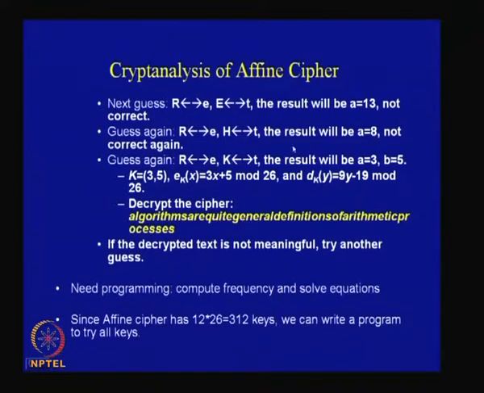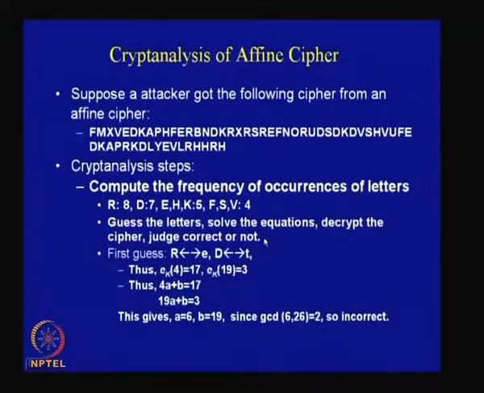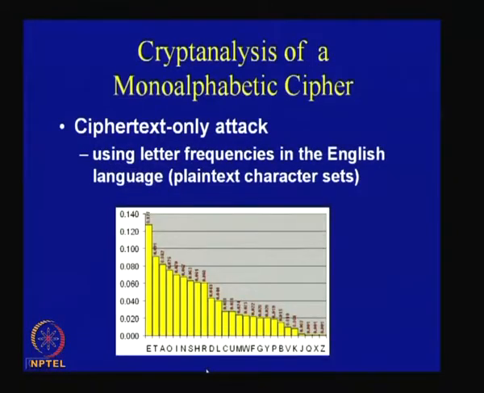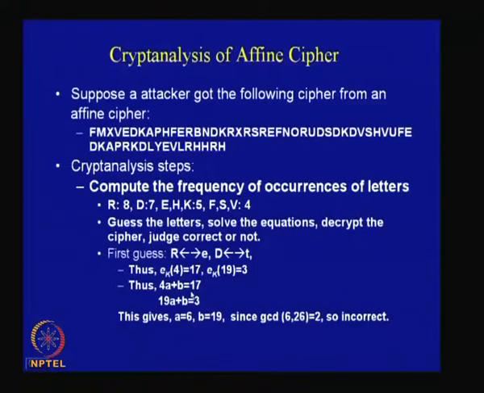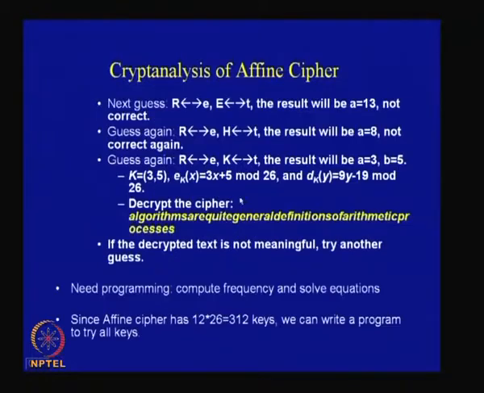Luckily for us, the next guess is correct, and we say let T get mapped to K. As T has been mapped to the next occurring letter, which is K in this case, the corresponding equation is this. We solve this and we get A is equal to 3 and B is equal to 5.